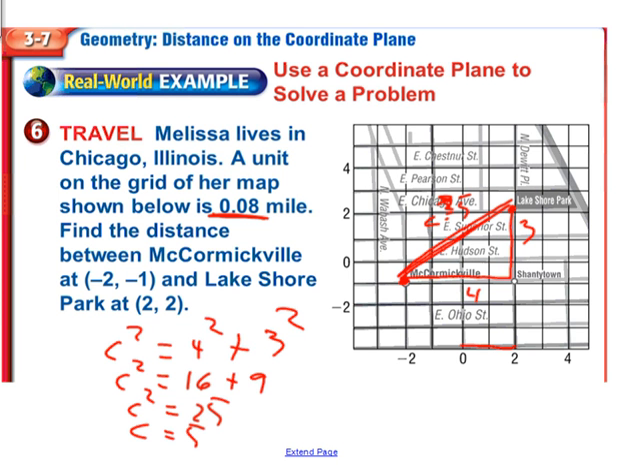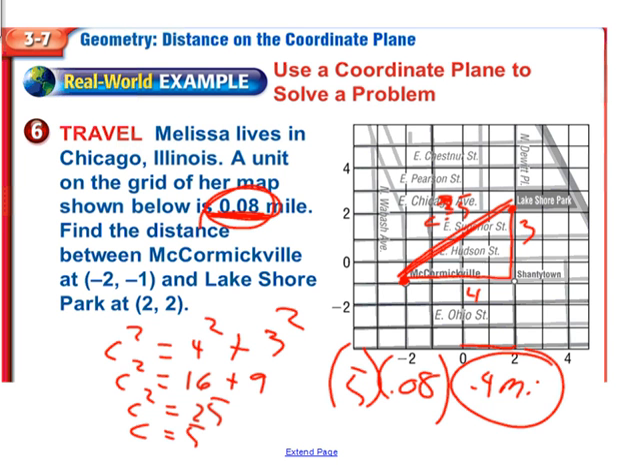Is that how far away she lives? 5 miles? No. We have to take into account the conversion factor or the scale factor. 5 units times the conversion of 0.08. 5 times 0.08 is 0.4, in this case miles. 0.4 miles is the distance this person has to travel to go from one point to the other.